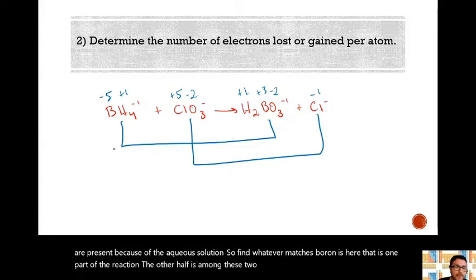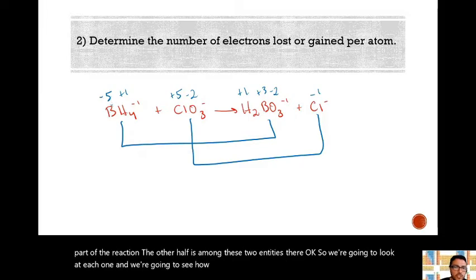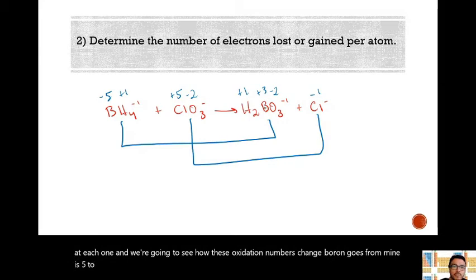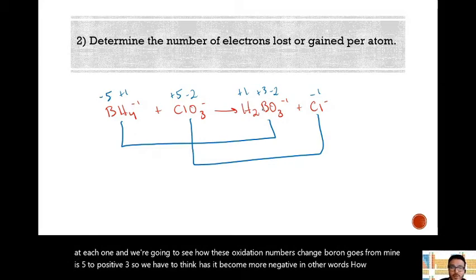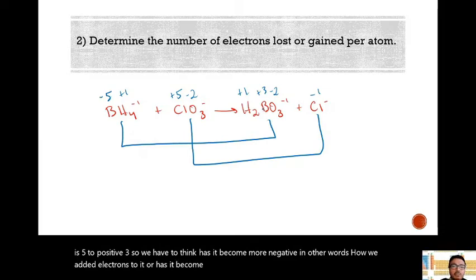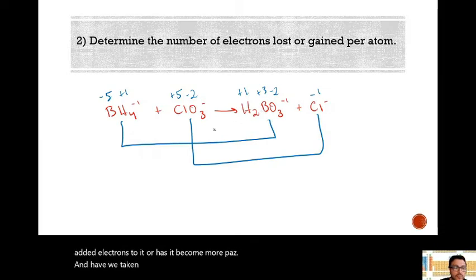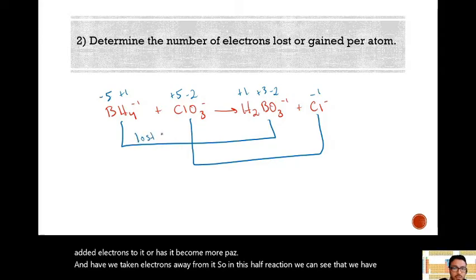Okay, so we're going to look at each one, and we're going to see how these oxidation numbers change. Boron goes from -5 to +3. So we have to think, has it become more negative, in other words, have we added electrons to it, or has it become more positive, and have we taken electrons away from it? So in this half reaction, we can say that we have lost electrons.